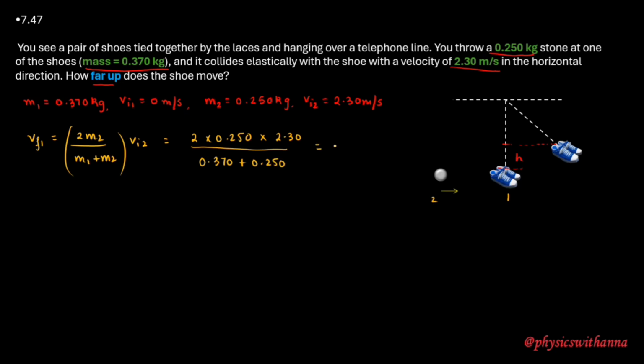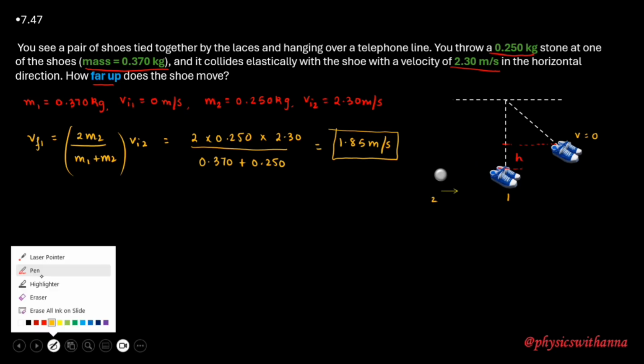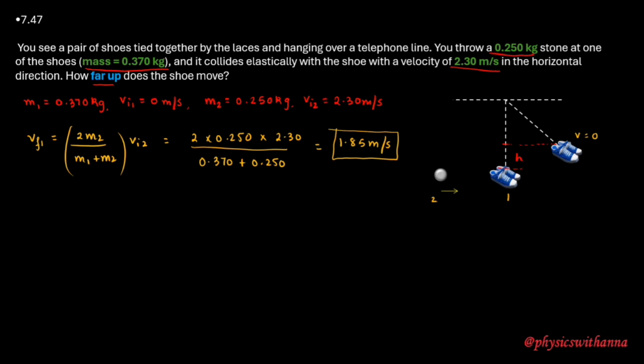When you solve this, you get the final velocity of the shoe with which it will start to move up to be equal to 1.85 meter per second. We need to find how high it will reach before it comes to a stop. So at the highest point, we have the velocity of the shoe equal to 0. In order to find this, we are going to use the law of conservation of energy. Let's take this point as the reference point A, and we know at the reference point the height h is equal to 0.